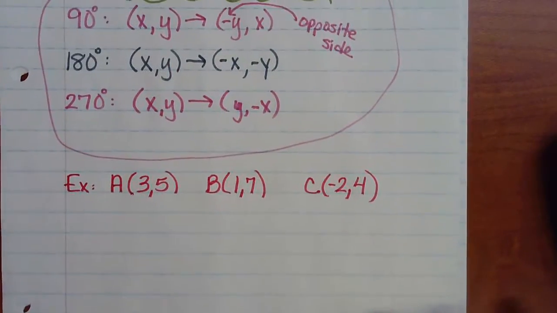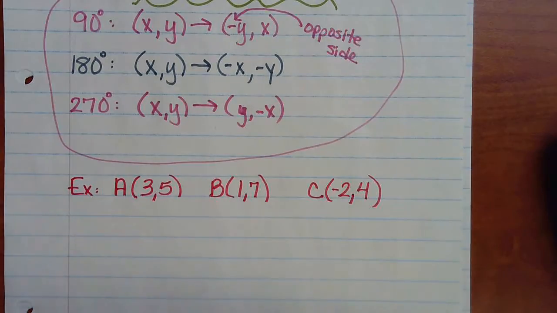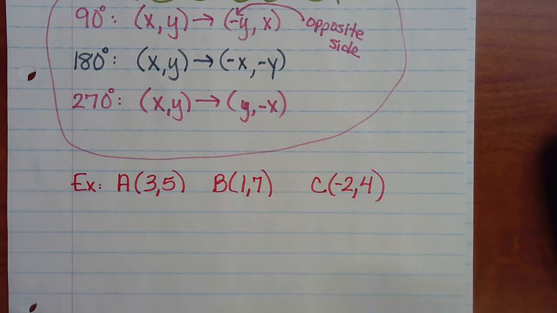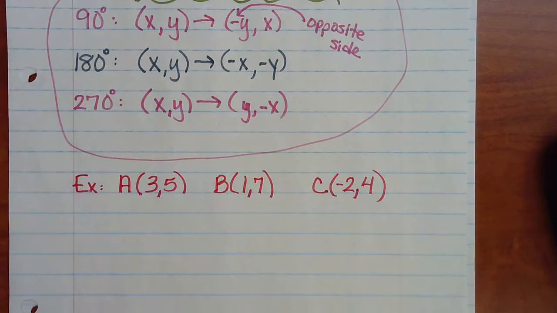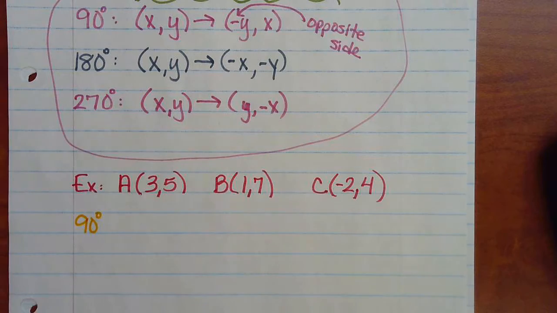And we're going to use these little cheat sheets or these little formulas. I say formulas very lightly because it's not really a formula. And we're going to do one of each of these. So first thing we're going to do is a 90-degree rotation.